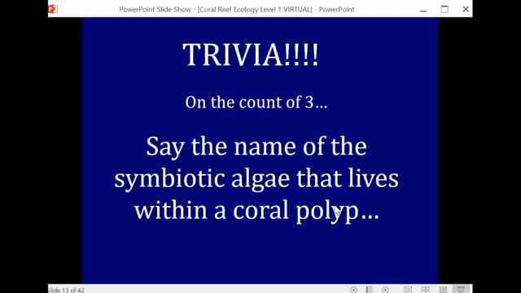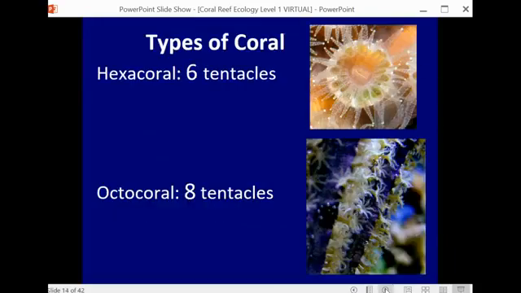1, 2, 3. Zooxanthellae. Good, you guys. I'm gonna pretend like I could hear you, no matter where you are, just everyone screaming this magical word. Good.